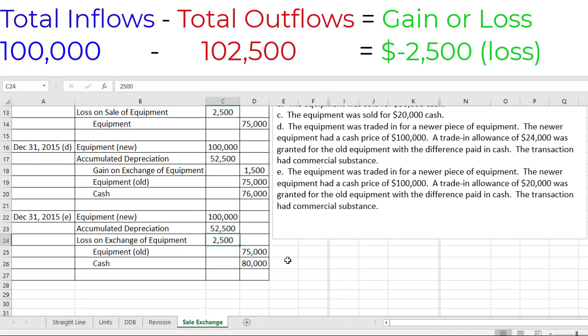So if the inflows minus the outflows were equal to a positive number, then the company would have a gain. You can calculate the gains and losses either way, but this method can help you understand a bit more why the amount is classified as a gain or a loss.